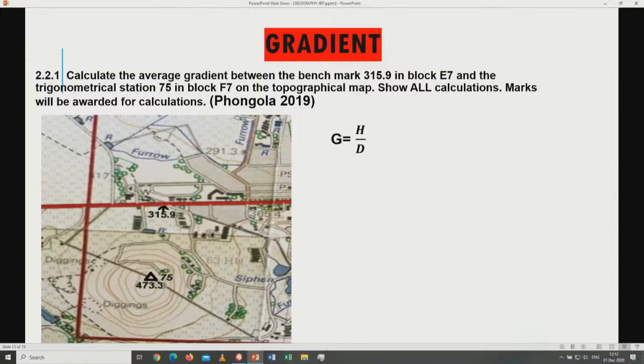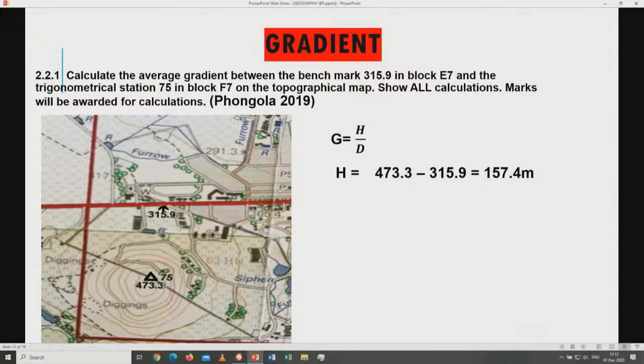And then the first thing that you have, of course, is your formula. Gradient is equal to height over distance. And then from there, you have to work out your height, grade 12. This is very important. How do you work out the height? You work out the height by taking the difference. What you want to do here is to find the difference in height between these two points.